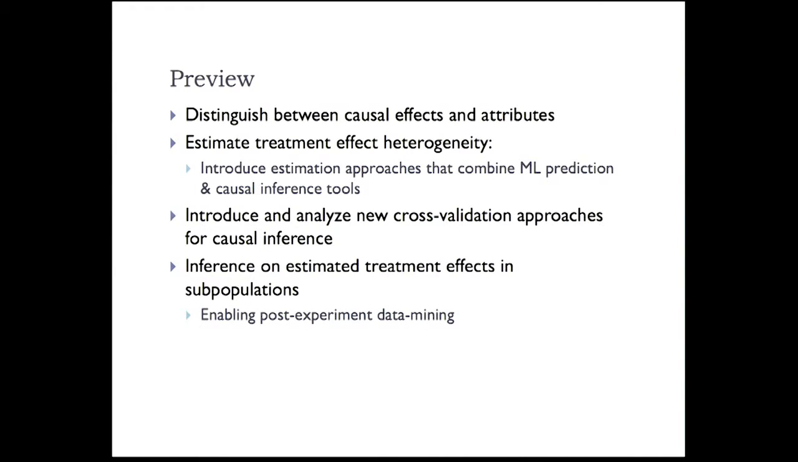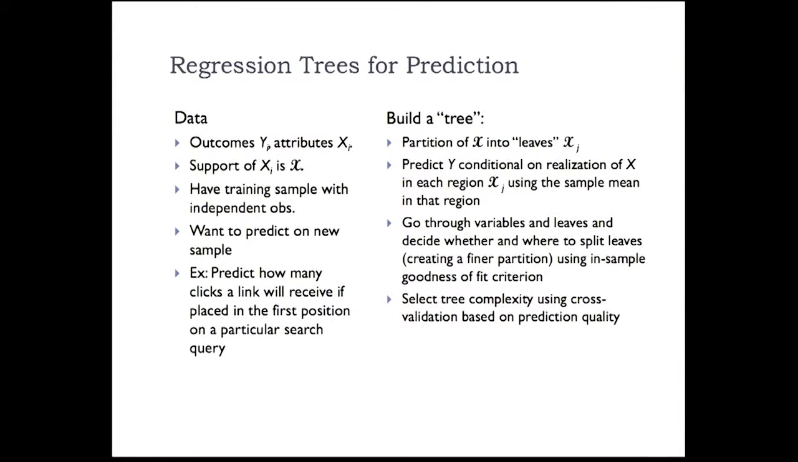Okay, so we're going to distinguish between causal effects and attributes. We're going to estimate treatment effect heterogeneity. We're going to introduce and analyze new cross-validation approaches for causal inference, and that's kind of the part that's technically new. And then we're going to do inference on treatment effects in subpopulations, which is just something that the machine learning literature, that's just a question they haven't asked mostly, at least in this part of it. So we're going to do regression trees.